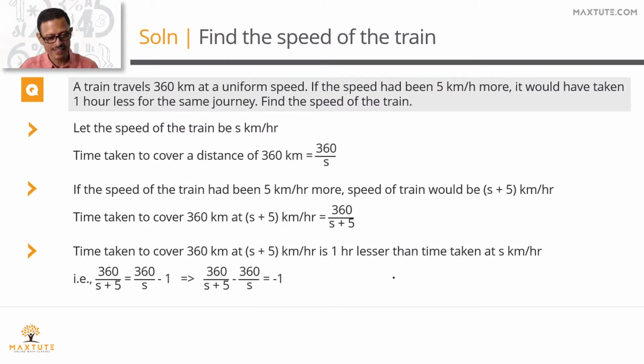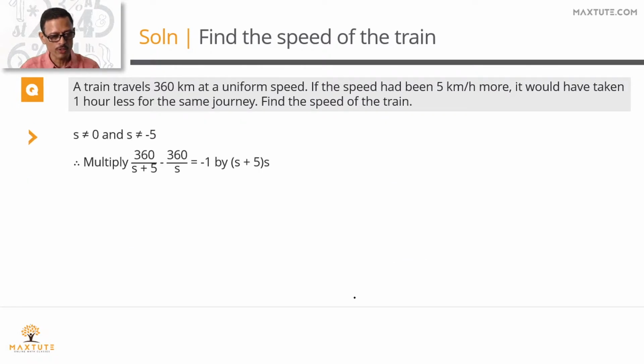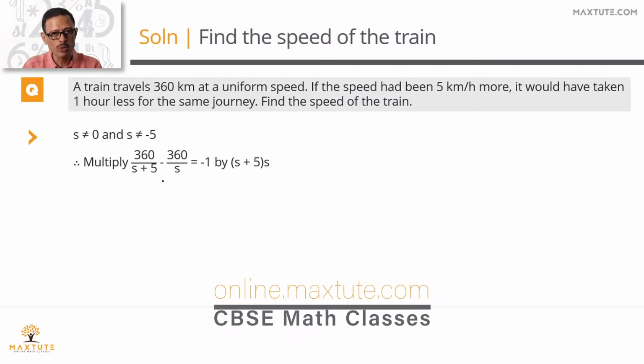Let's take it to the next slide and take it from there. This is the equation that we're going to be solving. s cannot be 0 because if s is 0, the train cannot move. s cannot be negative because speeds are definitely not negative. If s is not equal to 0 and s is not equal to minus 5, we can multiply this equation by s plus 5 into s. Let's do it on both sides of the equation.